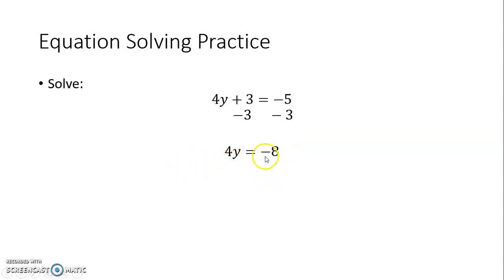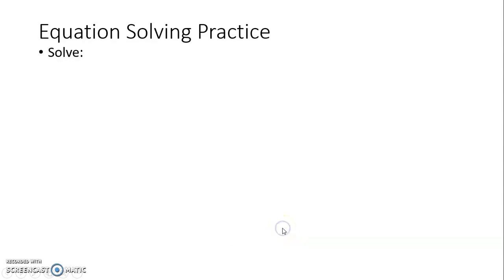And then we're going to simply divide both sides by 4, because it's 4 times y. So dividing both sides by 4, we end up with those 4's canceling, and we have negative 8 over 4. We get y equals negative 2. Pretty simple first example there. Let's do a slightly more complicated one.